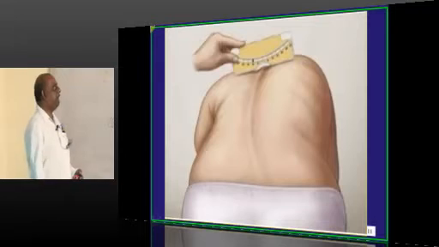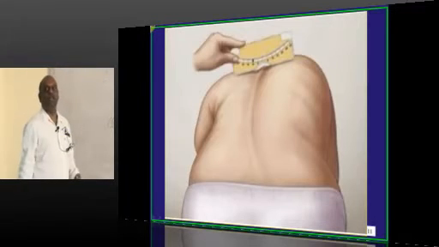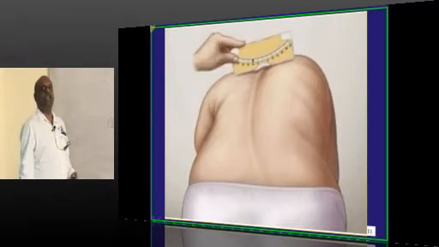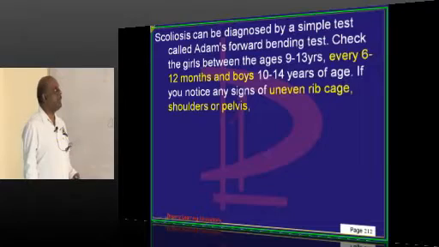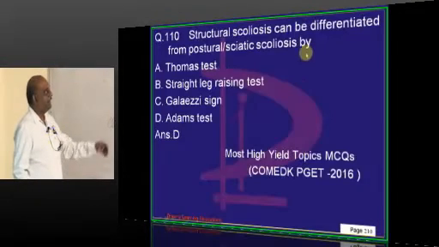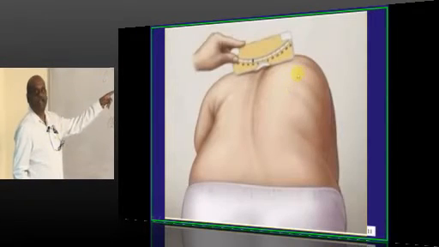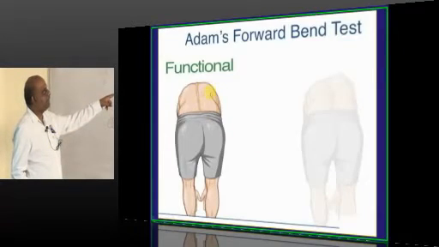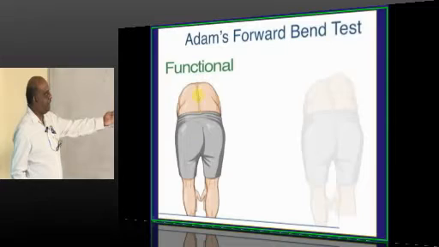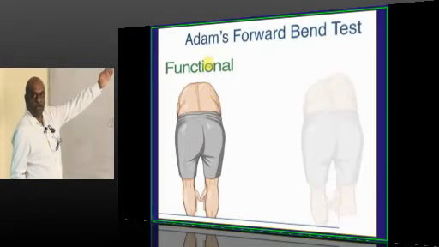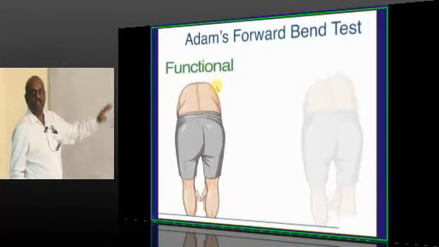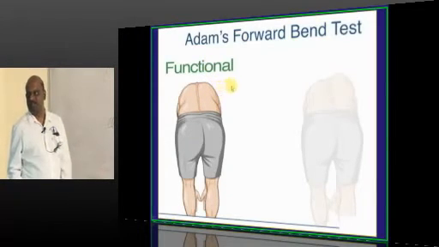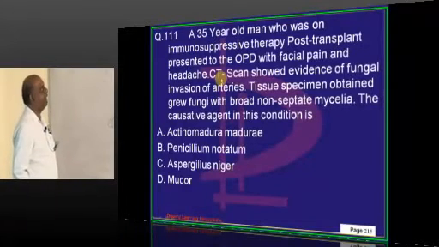How will you make out? Make the person bend forward and see whether there is any prominence on one of the sides. If the prominence disappears, this is a functional one. But if one side is prominent than the other, that means there is a structural scoliosis. That is how you basically differentiate.